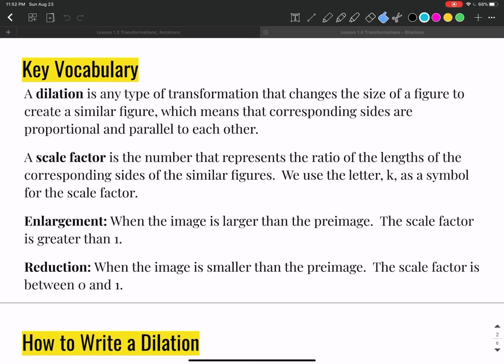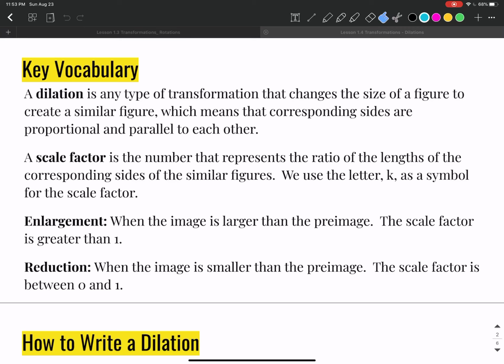And we'll definitely talk a lot more about corresponding sides. But yeah, corresponding sides are the sides that kind of go along with the other sides, which will be easier to see once we have some graphs, so no worries. Now, a dilation has a scale factor, and that scale factor is some sort of number that represents the ratio of the lengths of those corresponding sides that we were talking about. So pretty much comparing the big and the small, or the original and the new one.